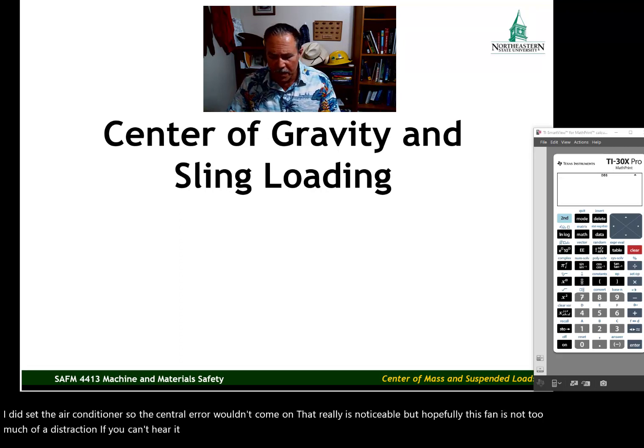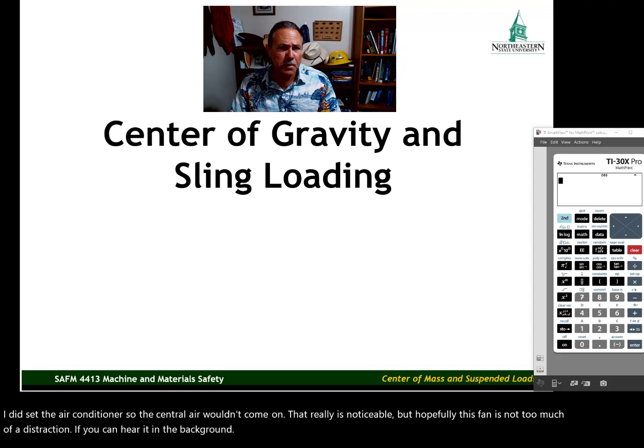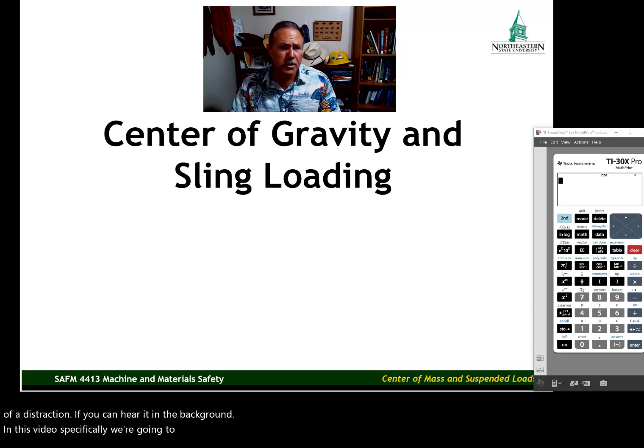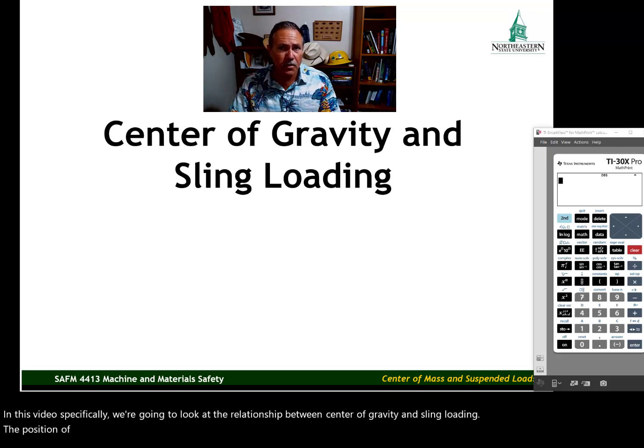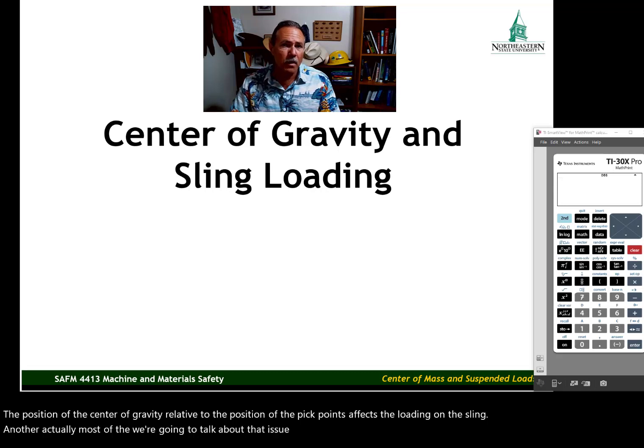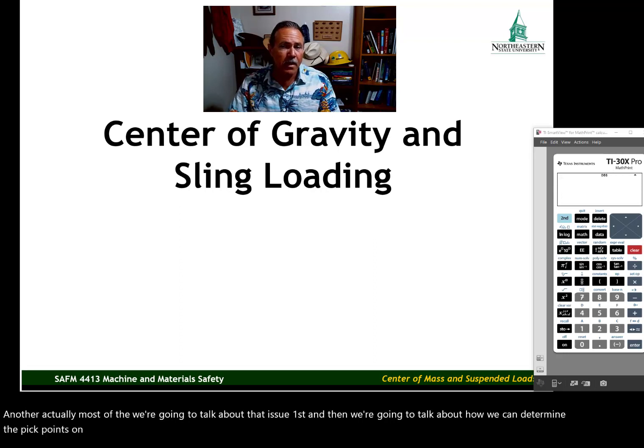In this video specifically, we're going to look at the relationship between center of gravity and sling loading. The position of the center of gravity relative to the position of the pick points affects the loading on the sling. We're going to talk about that issue first, and then we're going to talk about how we can determine the pick points on our loads.